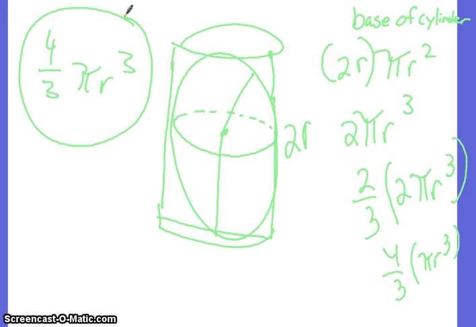Now, I never said what the radius was, did I? So the radius is 3 centimeters. If the radius is 3 centimeters, what is the volume of that sphere? What is 3 times 3 times 3? Times 4/3.